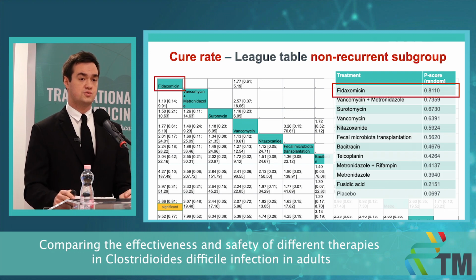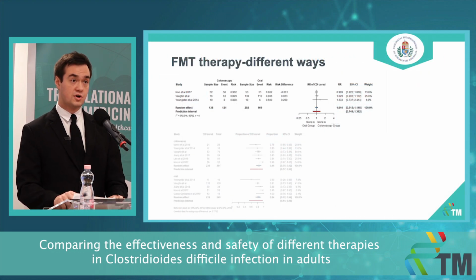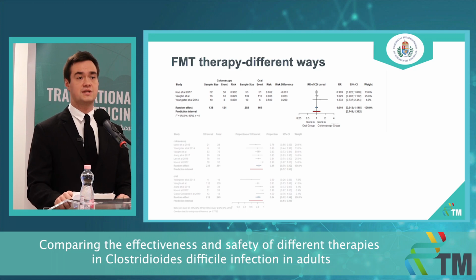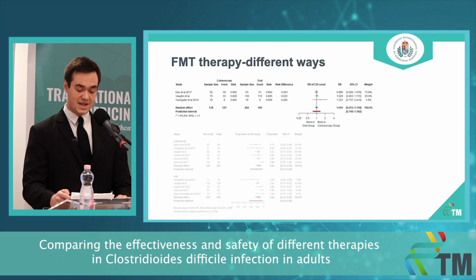For C. diff infection, the chosen treatment is antibiotic treatment. But in the case of non-recurrent C. diff infection, FMT became the first in the row, so we did a subgroup analysis to find out which is the better therapy in the case of FMT, the colonoscopy way or the oral way.